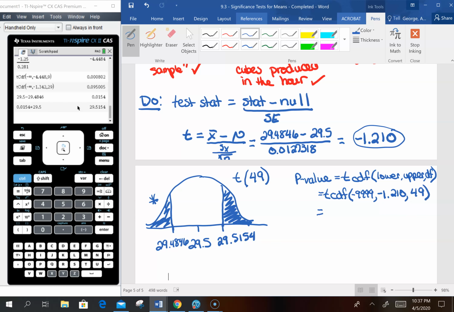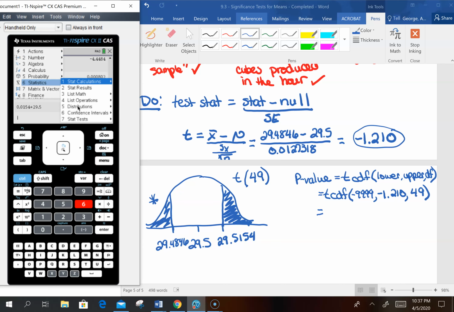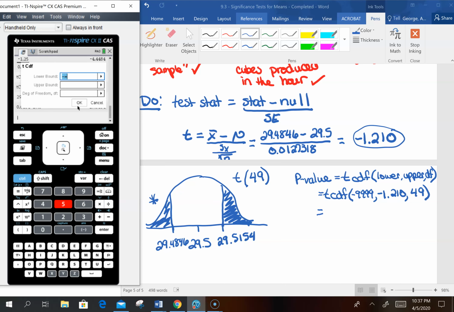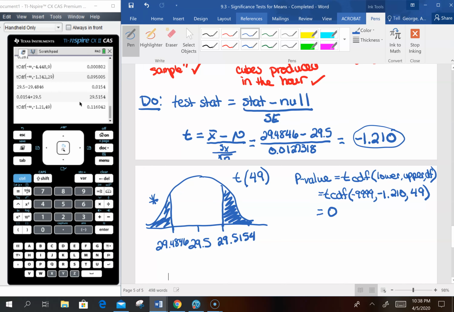So we come back over in our calculator: menu, stat, distributions, number 5. Lower bound is negative infinity, or negative 9999, then our t-value, and then 49. So we end up with 0.116. So that's the p-value for that one side. So we do need to multiply it times 2. So 2 times our p-value is going to be 2 times 0.116, and when we get that, we're going to get 0.232.